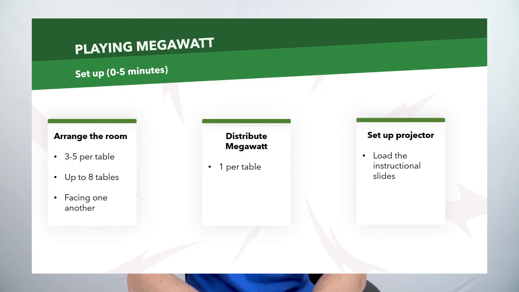So, setting up the room, we want to arrange the room so we've got about 3 to 5 students per table. 4 would be perfect, up to about 8 tables because you'll typically have 8 games to play. Have these tables separate from each other and facing one another, ideally with 2 on one side and 2 on the other. It's a good idea to keep the tables separate just to avoid any crossovers with the cards within the game. It makes it a lot easier at the end to pack away.